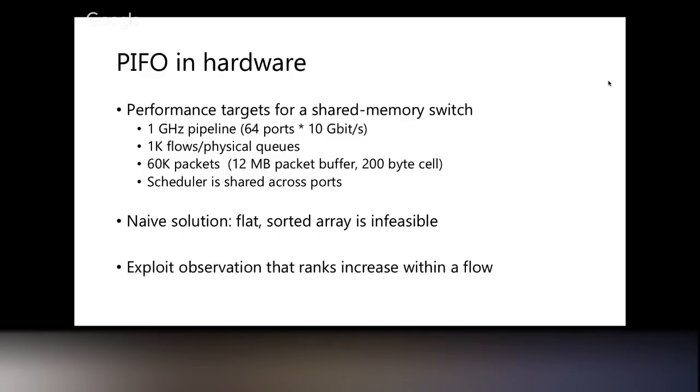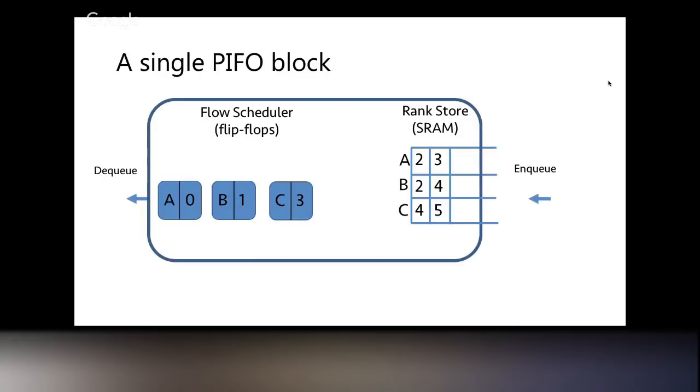So we exploit the observation that most practical schedulers schedule across flows, implicitly using the observation that ranks increase monotonically within a flow. So how do we use that? Our hardware design has two parts. There's a flow scheduler that schedules across the head packets of all flows. And then there's a rank store that stores packets from the second rank onwards.